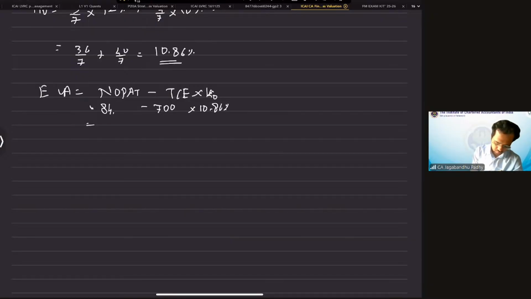Okay. 700 into 10.86, which is 76 and then minus 84. Yeah, so that's 7.98. 84 minus 700 into 10.86 is 7.98. 7.98 crores, or approximately 8 crores, is the EVA that is generated by the company.